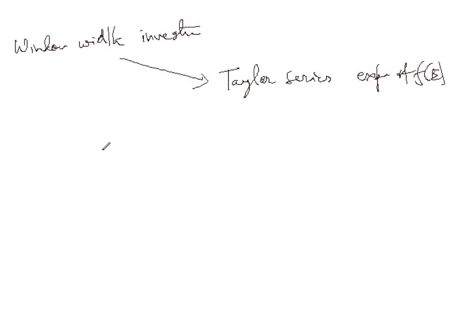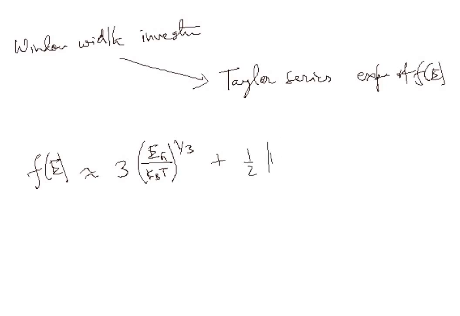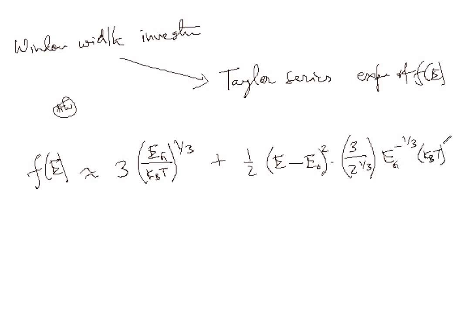If we consider the entire terms of the Taylor series expansion, I am writing down the result. The result is like this: F(E) is equal to 3 (E_G by k_B T) to the power 1 by 3, plus half of (E minus E0) squared into (3 by 2) to the power 1 by 3. You can also check this expansion yourself; this is maybe a homework activity for you. Check if it is so. And what about the energy dependence? The energy dependence is E_G to the power minus 1 by 3 and k_B T to the power minus 5 by 3, plus other terms.